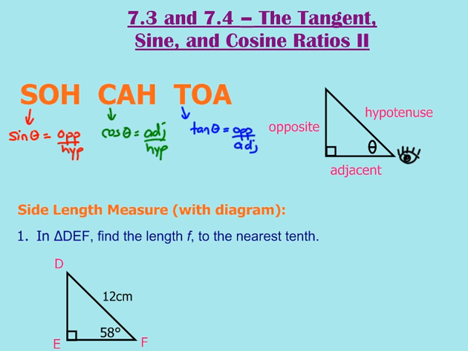The last video that we watched was using trig to find angles. Today we're going to use trig to find side lengths. We have our eye. I'm just going to recap really quickly.